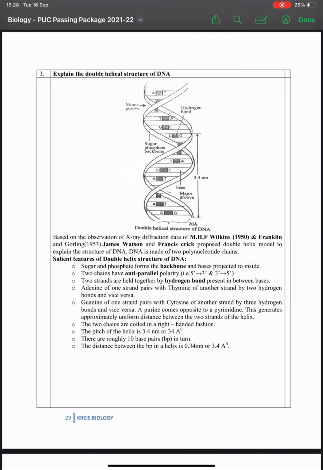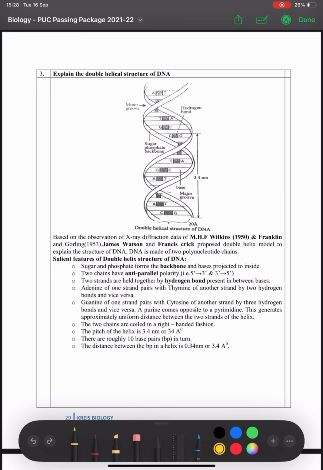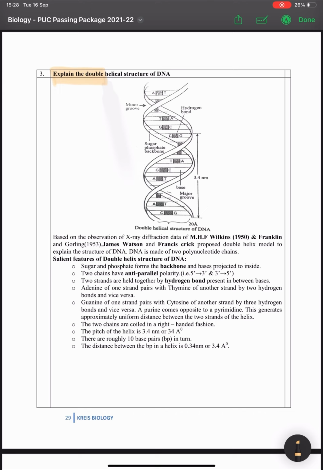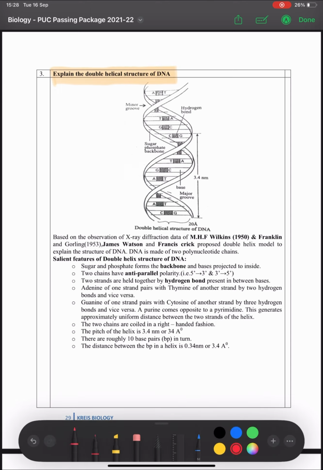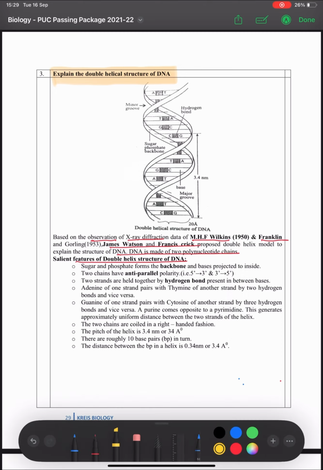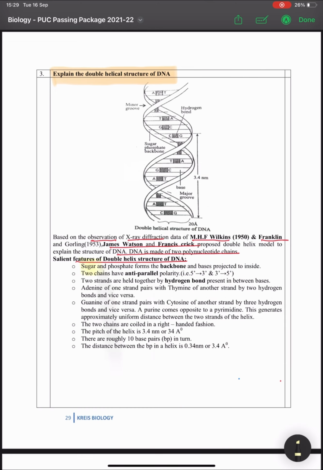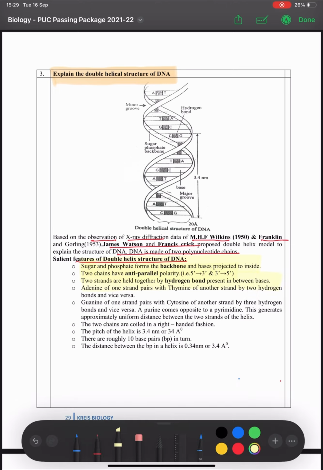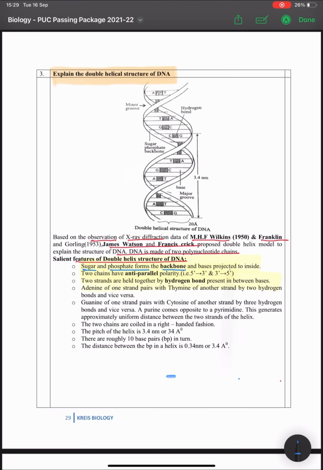Next question, explain the double helical structure of DNA. The DNA X-ray diffraction structure was given by Wilkins and Rosalind Franklin. Then the double helix model was given by Watson and Crick. Salient features of DNA: the backbone of the DNA is mainly made up of sugar and phosphate, and the 2 chains are anti-parallel in nature. One is in 5' to 3' direction, another one is 3' to 5'.